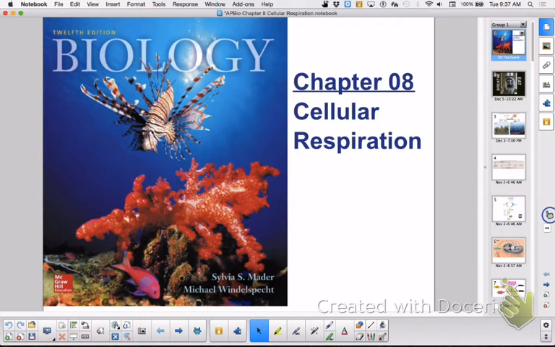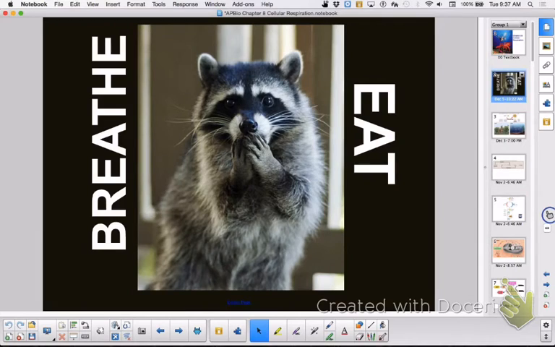This is chapter 8, cellular respiration. We've already done photosynthesis, and we're very thankful for photosynthesis because what are the products of photosynthesis that we appreciate? Oxygen and glucose. Good. So we can eat and we can breathe.